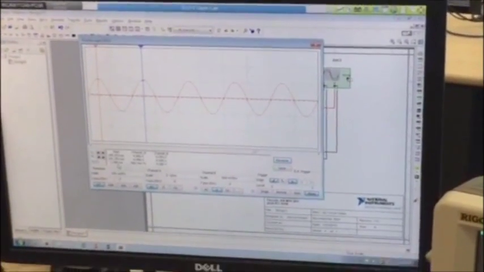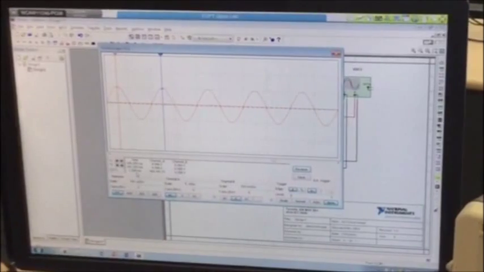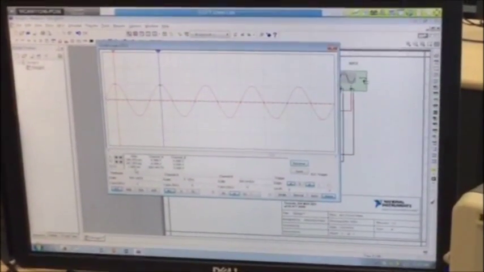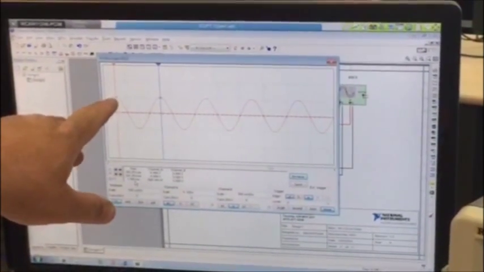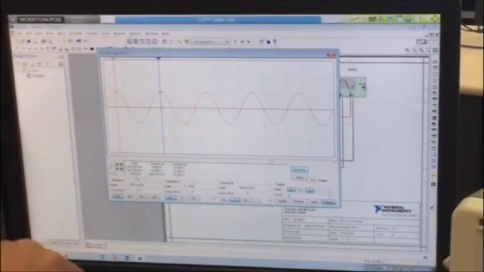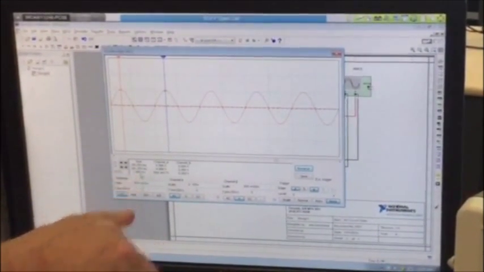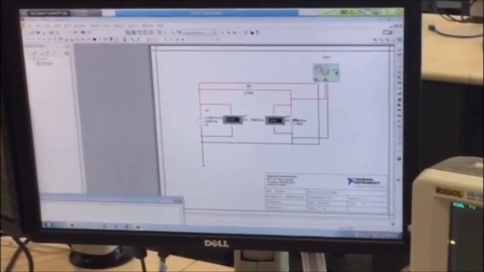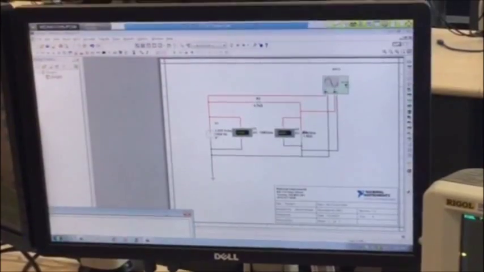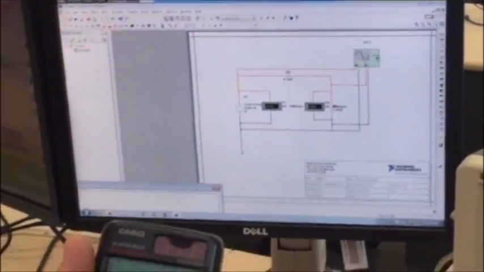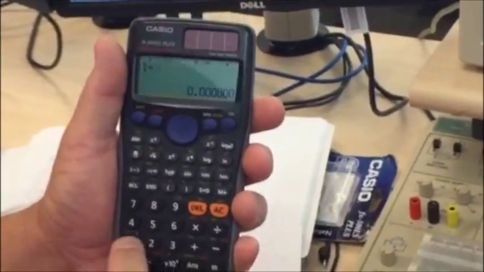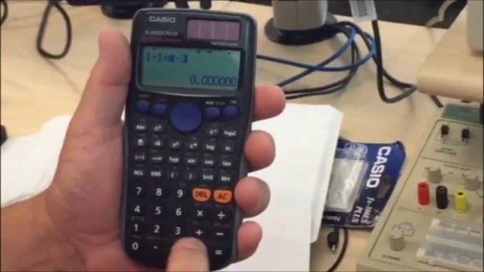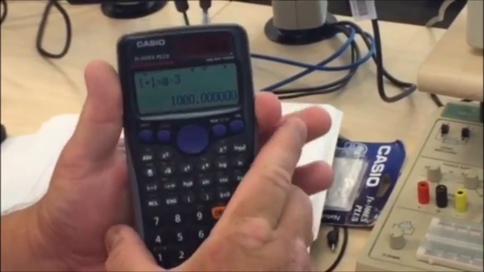Okay, the next value we're going to find is the period of the sine wave. And we're going to measure from the top of this wave to this wave. And that gives us a value of 1 millisecond. Okay, the final measurement from Multisim is the frequency. And how we calculate that is 1 over 1 times 10 to the negative 3rd power. And that gives us a value of 1,000 hertz, as seen here on the voltage source.